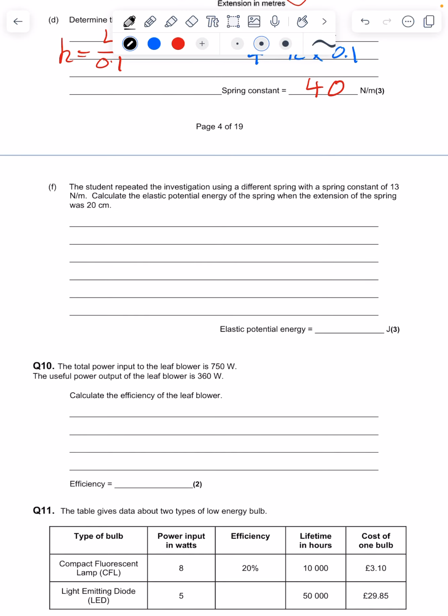This one wants us to calculate the elastic potential energy. So just highlight here. And then we can highlight what things that we have. Now we have the extension of the spring of 20 centimeters. We've also been given the spring constant of 13 Newton meters. So what calculation do we want to use? Well, we want to use the elastic potential energy, which is going to be half times the spring constant times the extension squared.